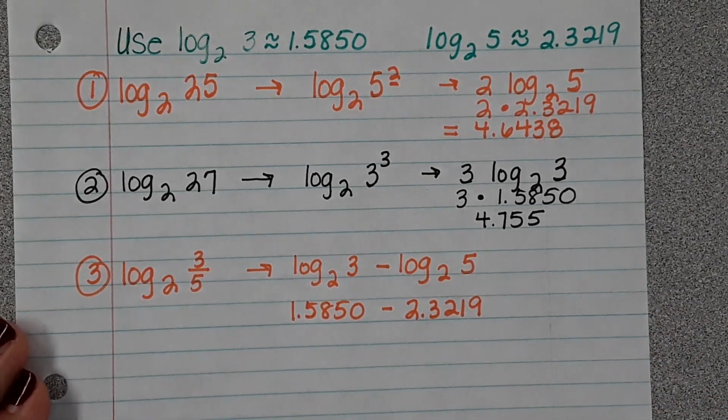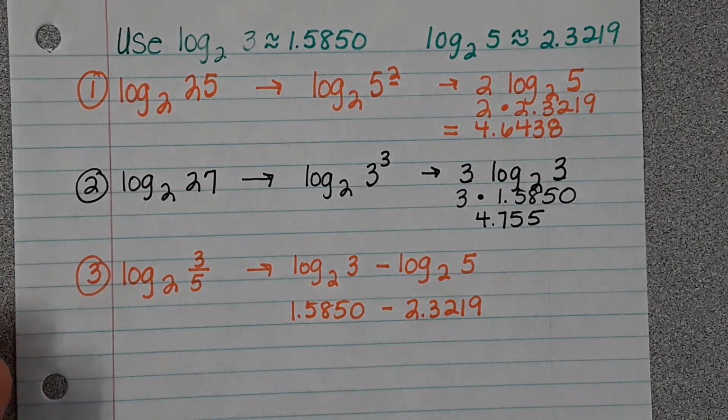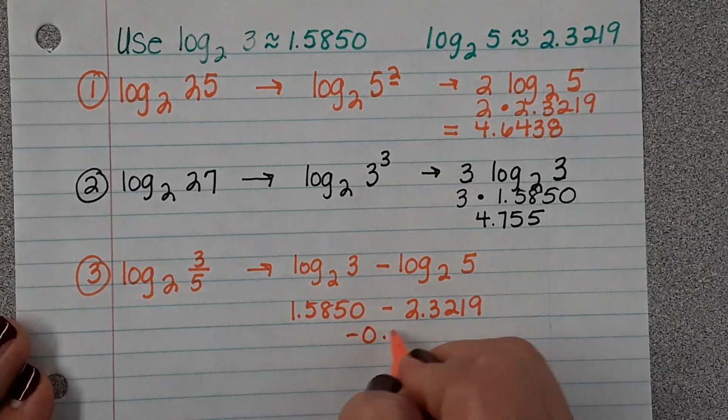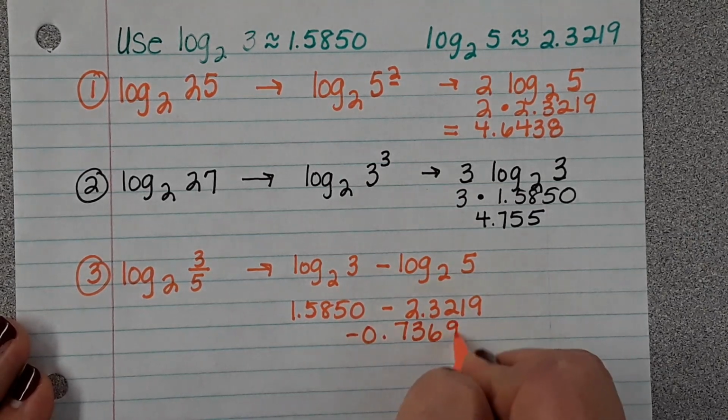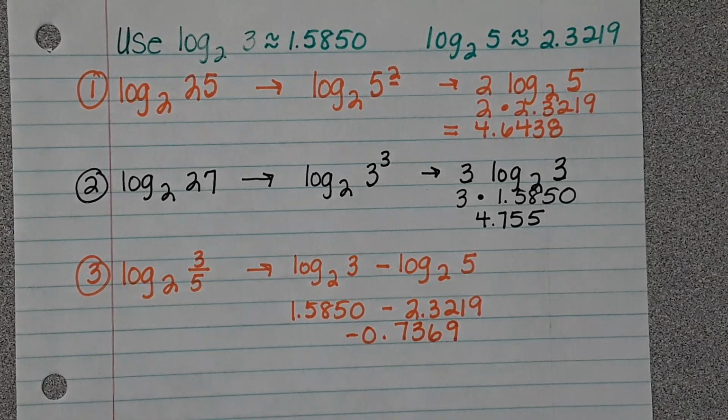I gave it to you, and so when someone has the answer, go ahead. Don't shout it out, but raise your hand. Negative 0.7369. What questions do you have?